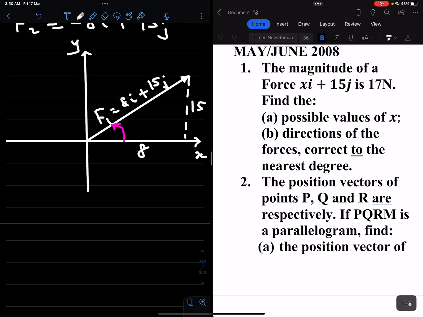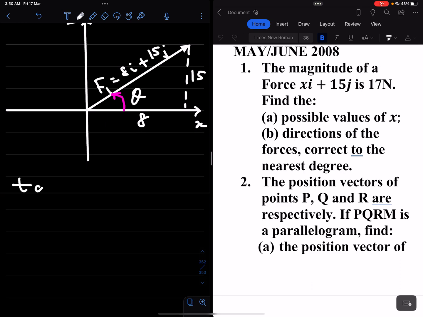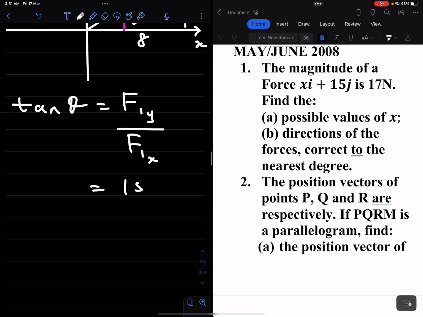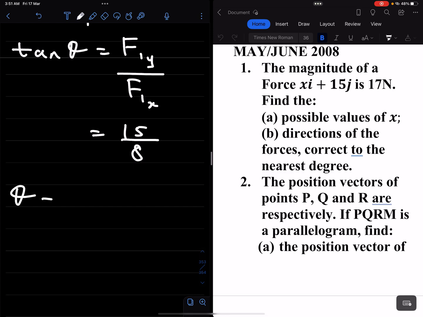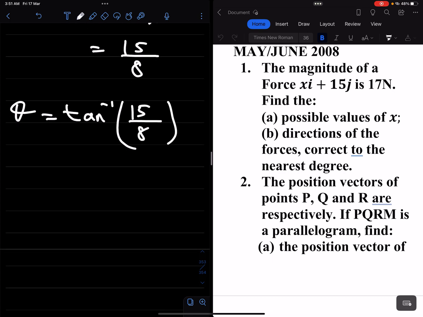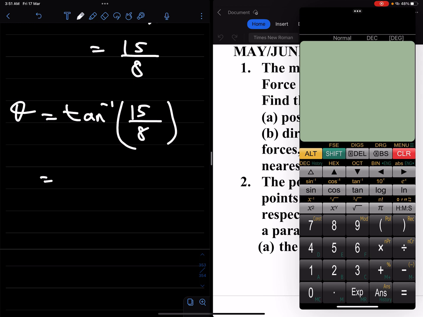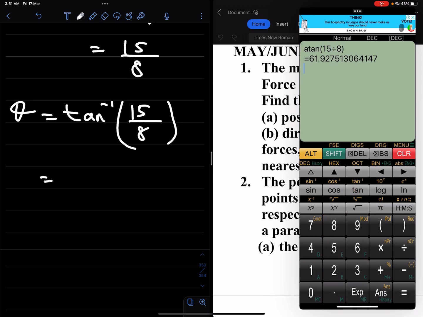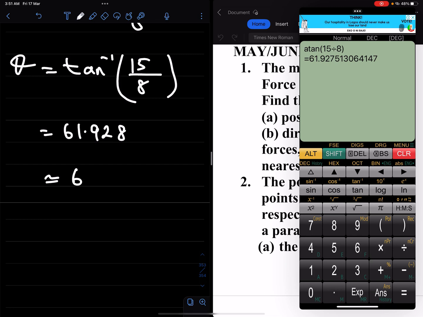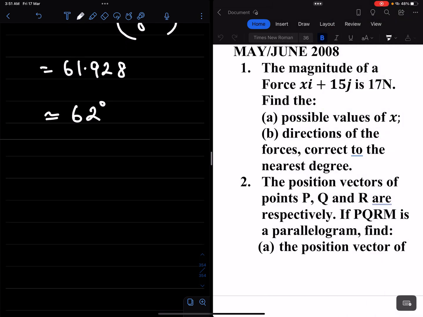Now how do we find the angle? Let me call it theta. Tan theta is going to be the vertical component of F1 divided by its horizontal component, which is 15 over 8. So theta itself will be the tan inverse of 15 over 8. Let's check that, tan inverse of 15 divided by 8. That's 61.928, which is approximately, they said we should leave our answer correct to the nearest degree, approximately 62 degrees. So the direction of F1 is 62 degrees.